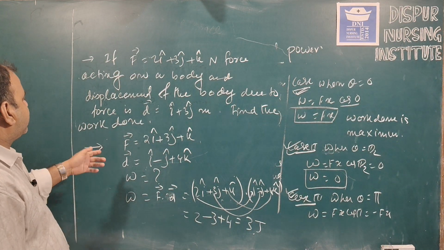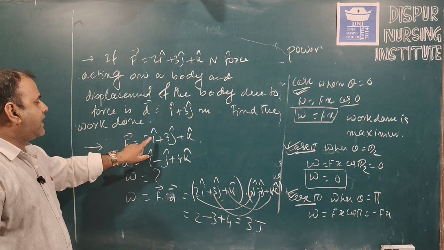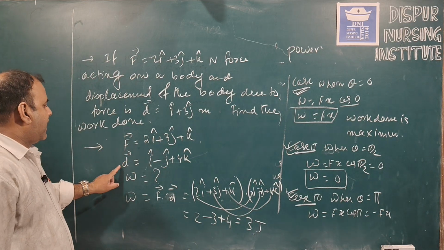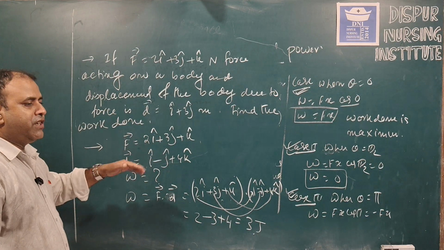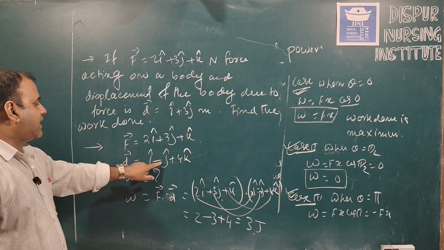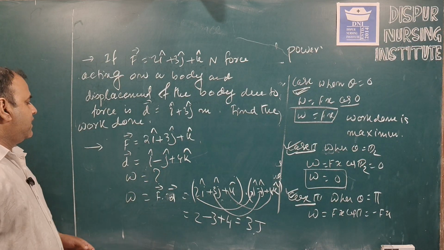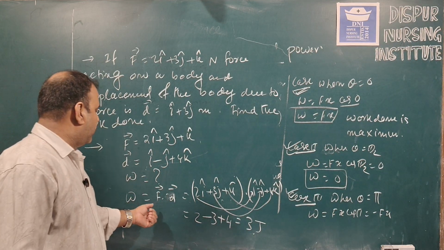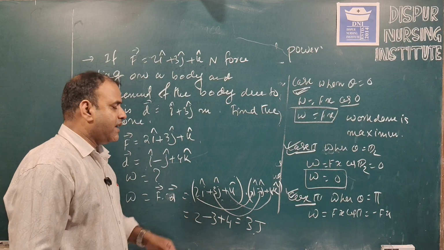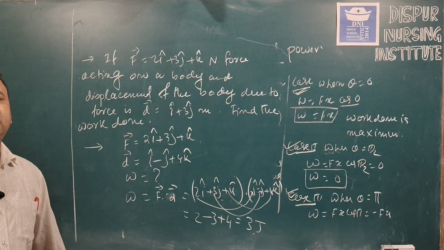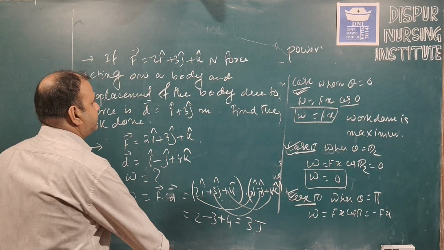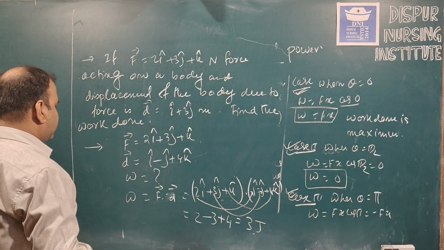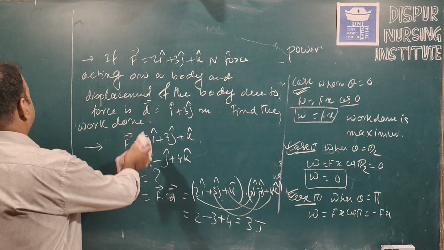So when a force 2 I cap plus 3 J cap plus K cap is acting on the body, and due to this force the body displaces I cap minus J cap plus 4 K cap, then we can write the work done will be F dot D. That means according to dot product, we can easily solve the numericals. So this is the answer. So work done will be 3 joule.